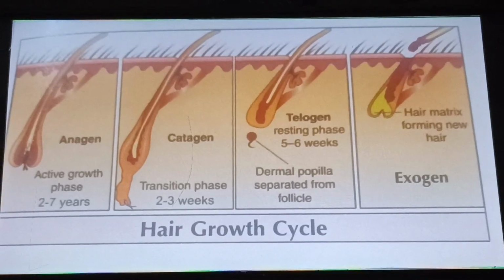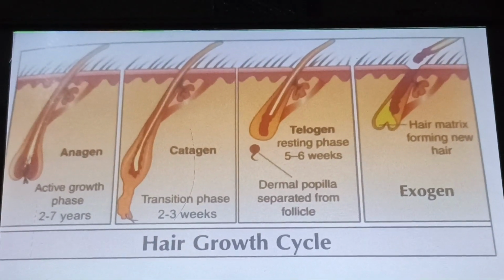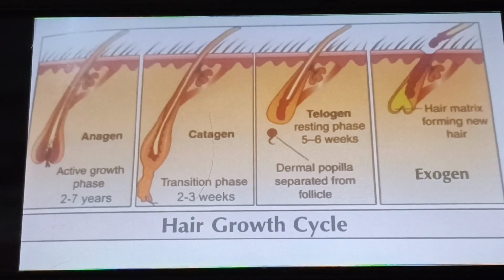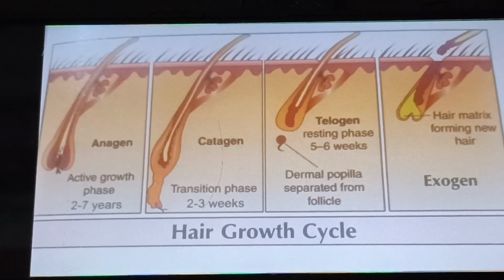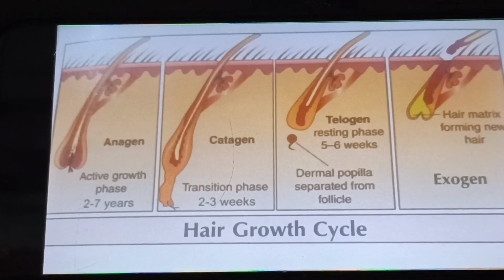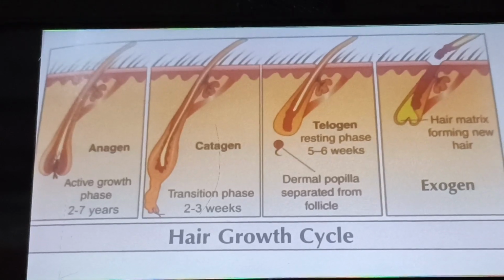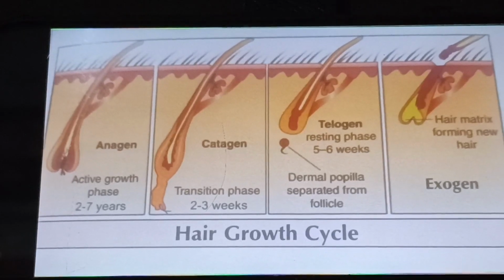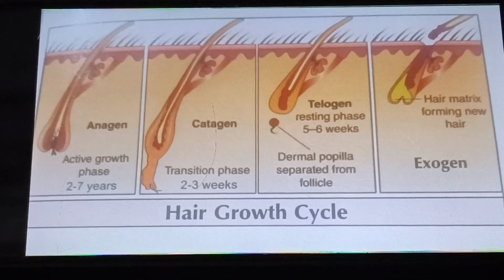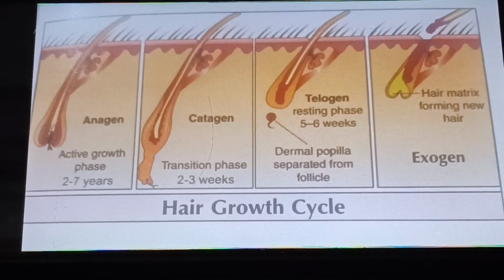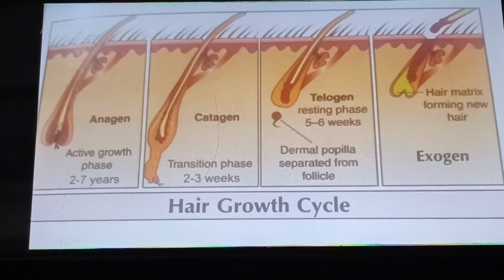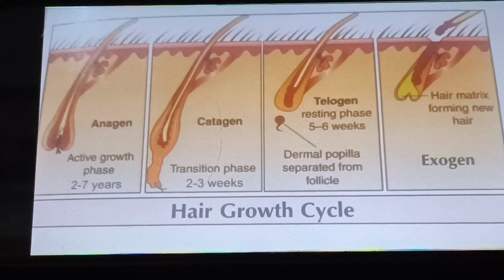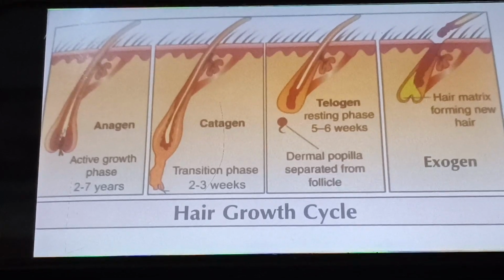The next is the hair growth cycle. The hair cycle is made up of four phases. First is anagen, second is catagen, third is telogen, fourth is exogen. These are the four phases of the hair cycle. First is anagen, the hair growth phase. Anagen is the active phase of hair. The cells in the root of the hair are dividing rapidly. A new hair is formed and pushes the club hair up the follicle and eventually out.